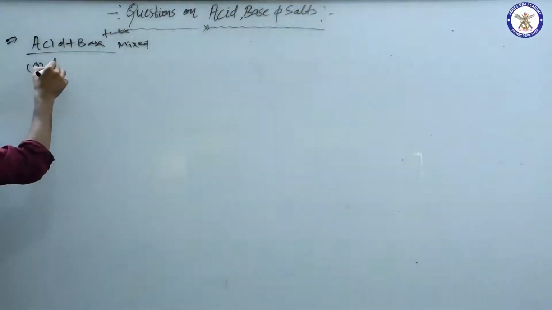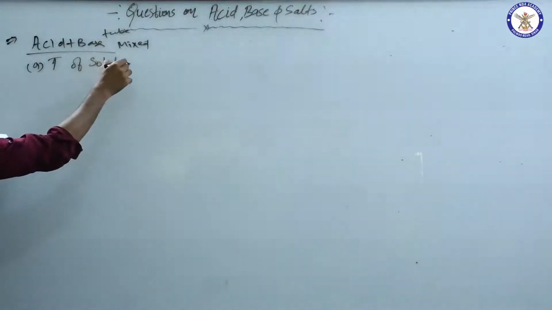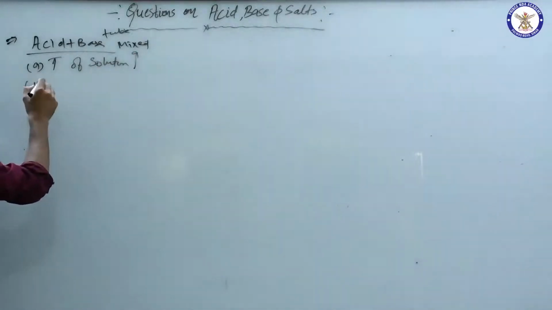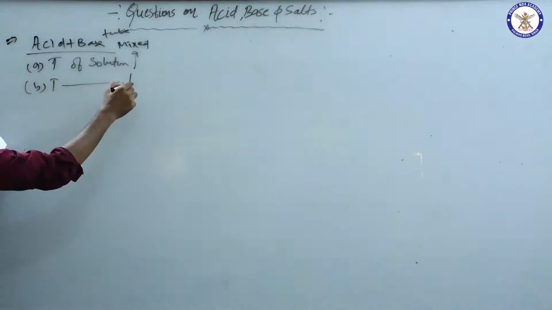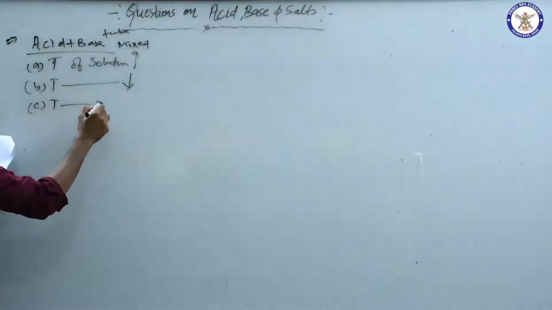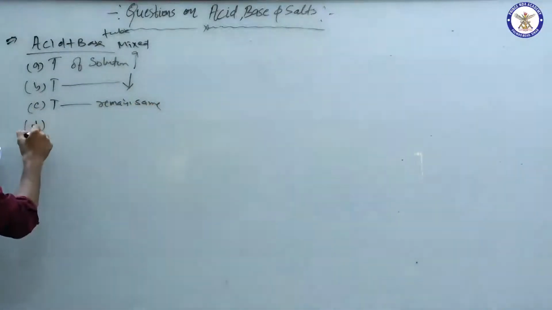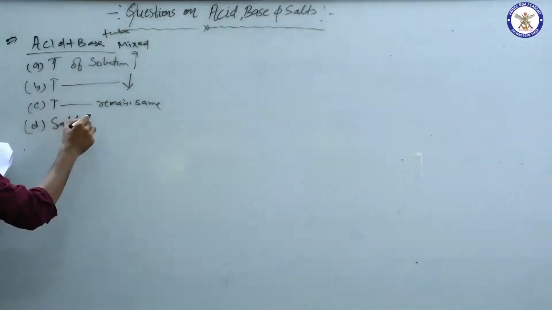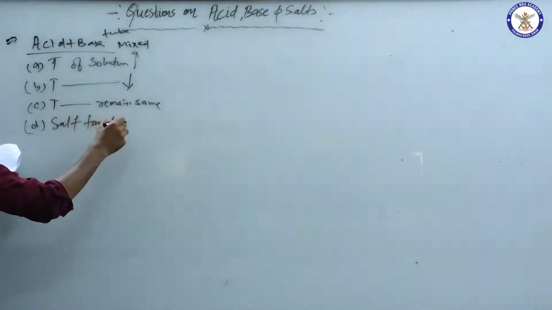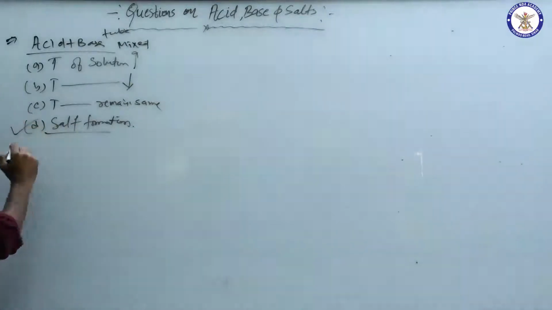A, temperature of solution increases. B, temperature of solution decreases. C, temperature of solution remains the same. And D, salt formation takes place. See, this is neutralization. So I know in a neutralization reaction the final product is salt formation. So the answer D is right.